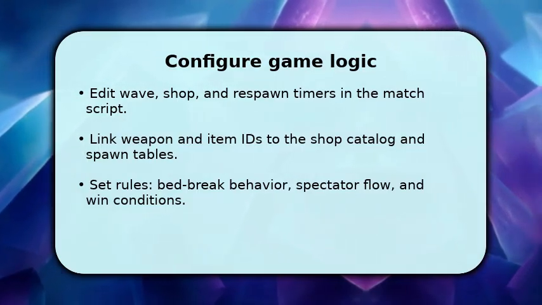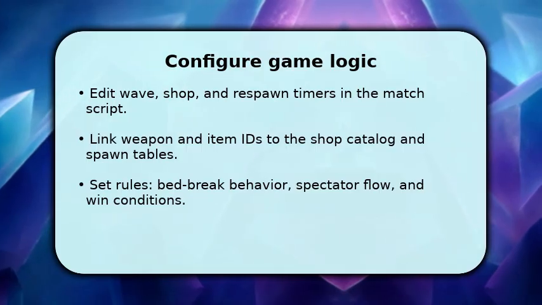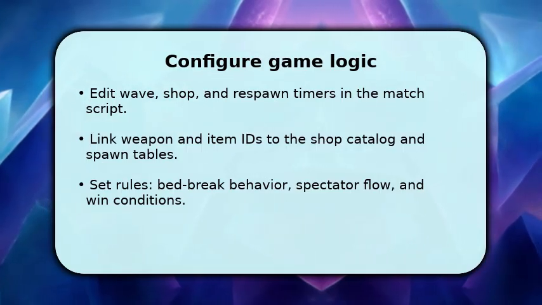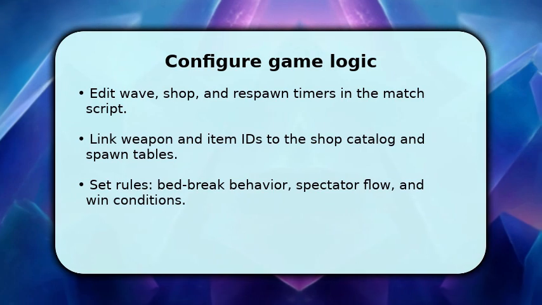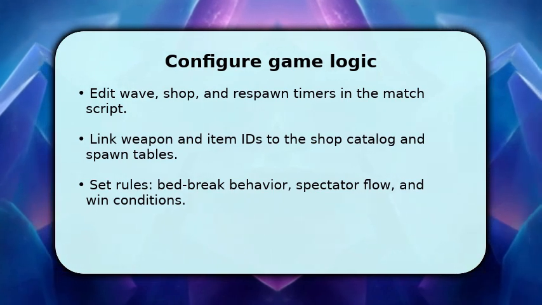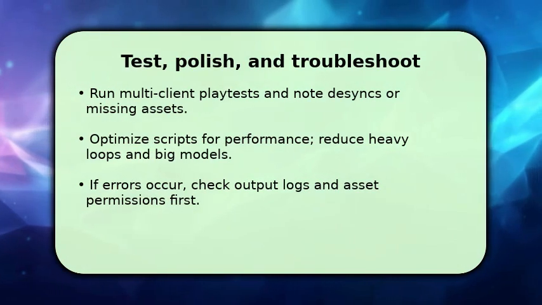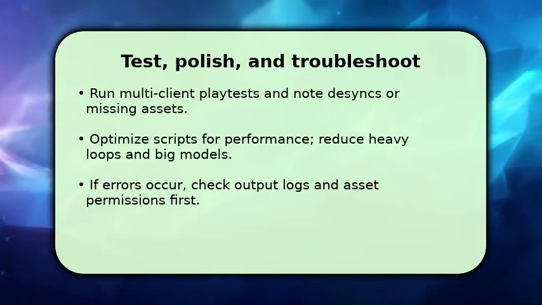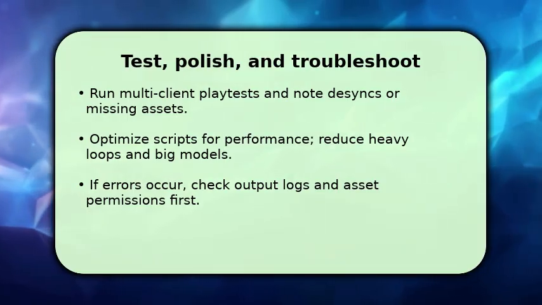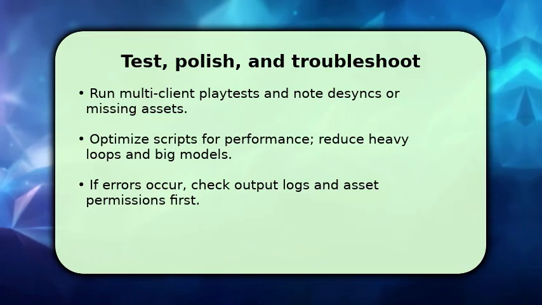While scripting, test a single rule, change locally to confirm replication and fix errors before full team testing, because small mistakes ripple into gameplay. Finish by running consistent multi-client playtests to catch desyncs, missing assets, or balance issues. You want both logic and feel to be solid.